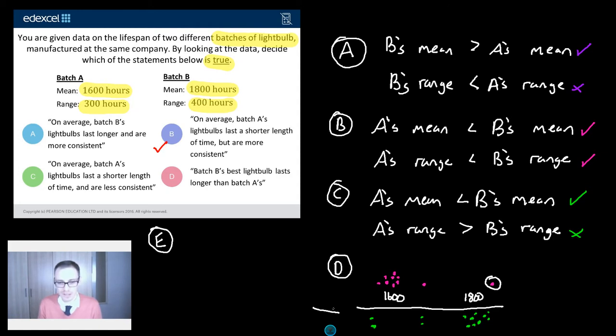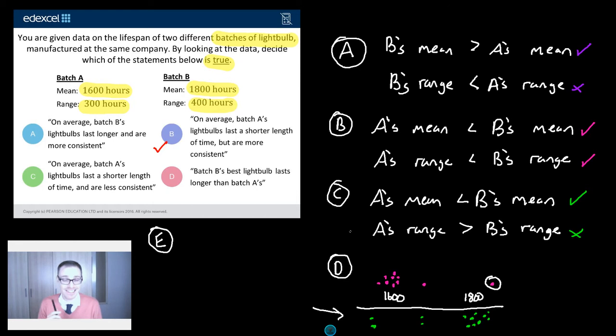And we can kind of see that down there. Whilst a lot of the bulbs are around about 1,800, you might get a few duds in there that last around about 1,400. Whereas with batch A, maybe because they've got a better consistency, you're going to be a little bit more sure about how long your bulb's going to last.